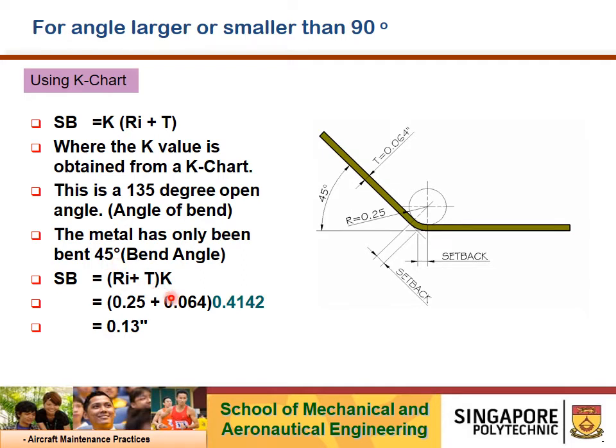So my K from the table itself is 0.4142, from the K chart table. So I substitute in all the variables. My setback required is 0.13 inch. So this is the setback that I need, 0.13 inch. All right, I give you some time to read through these slides. Then I'll move on.